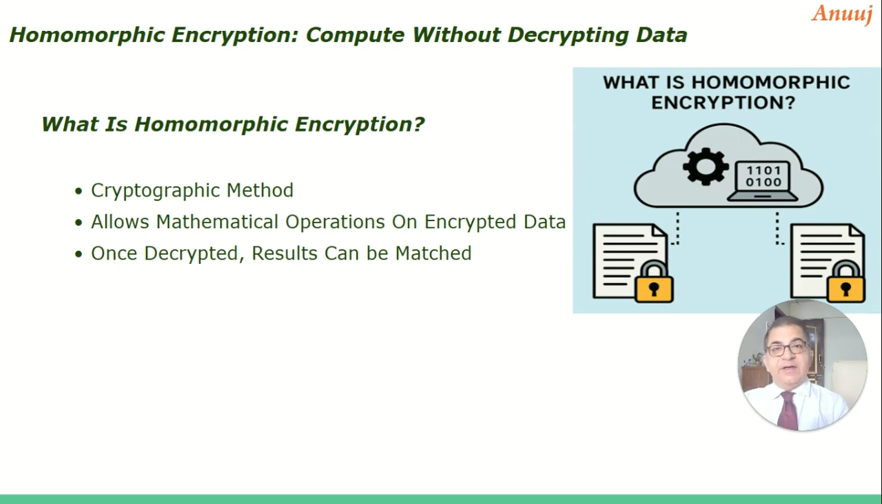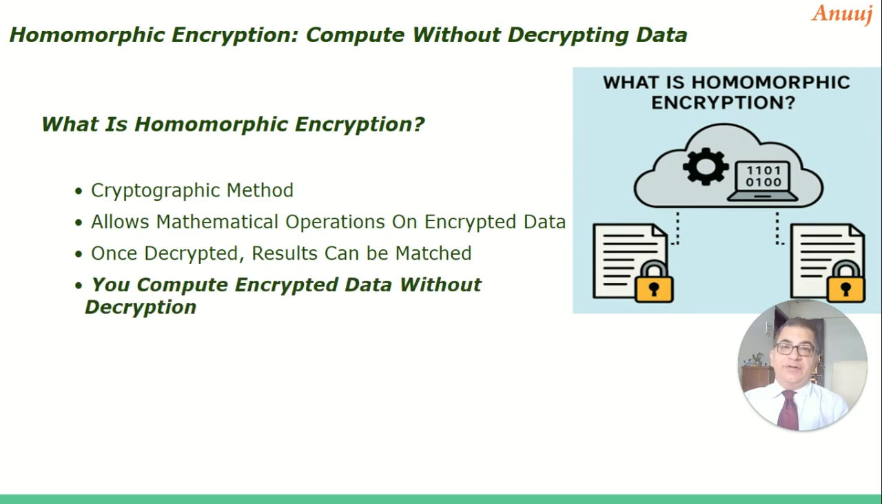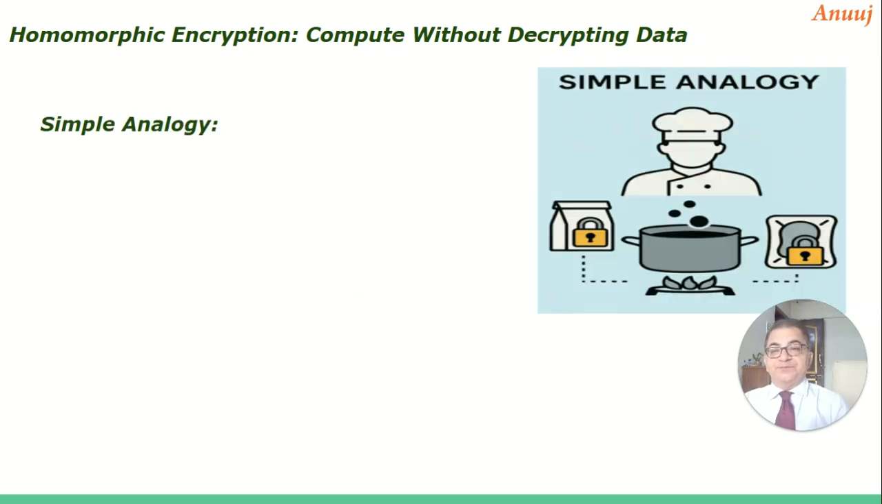Once you decrypt the data and you try and match the result that you got from homomorphic encryption versus from the raw data, you'll find that the results are accurate. So homomorphic encryption means you are computing on encrypted data without the need of decryption.